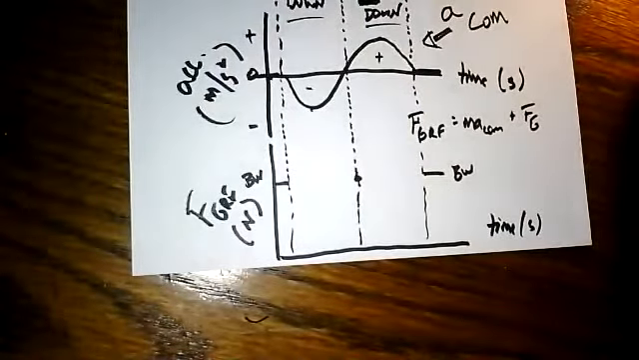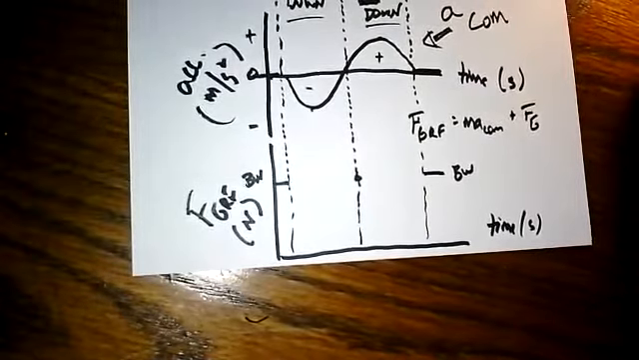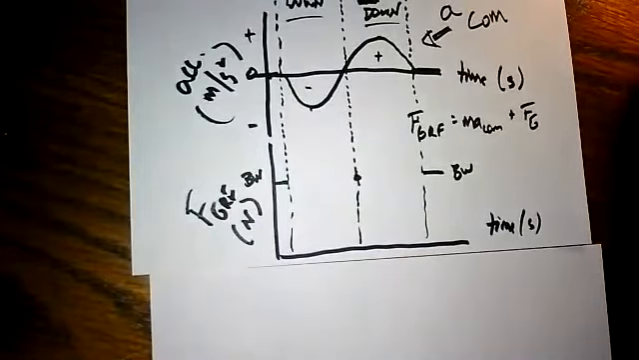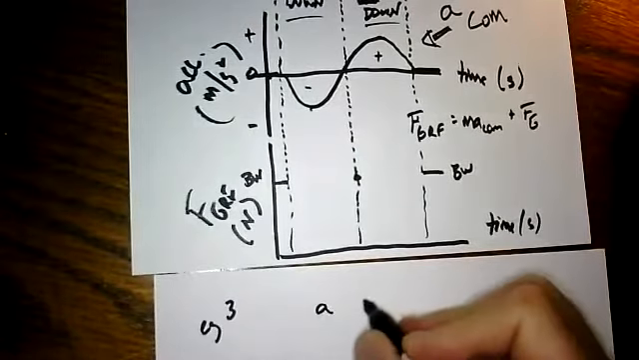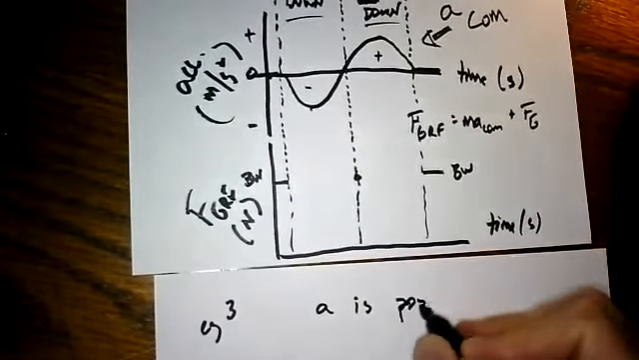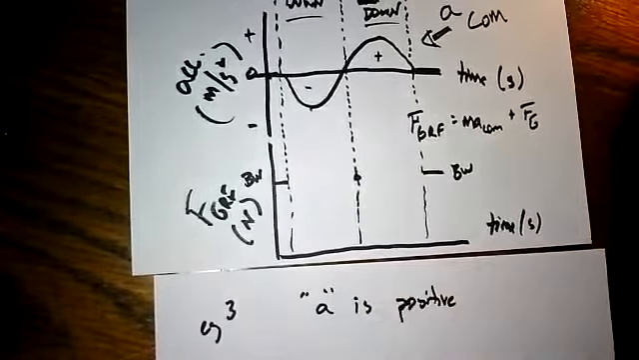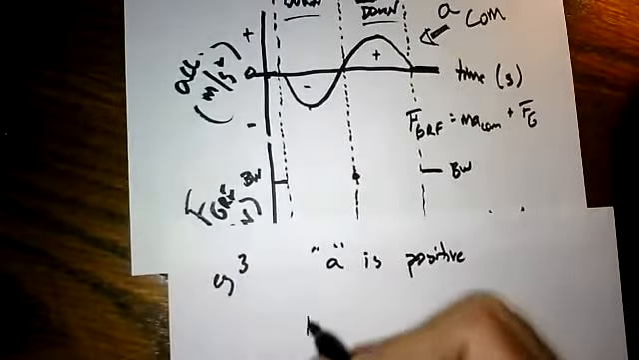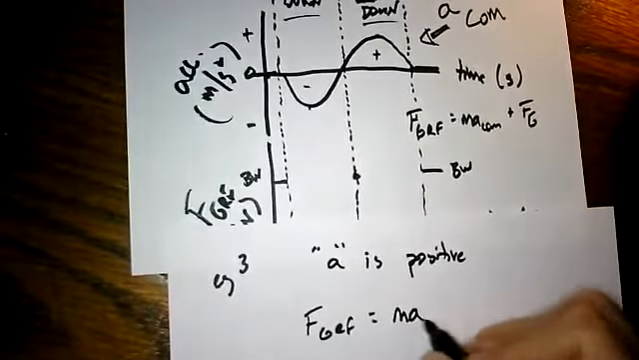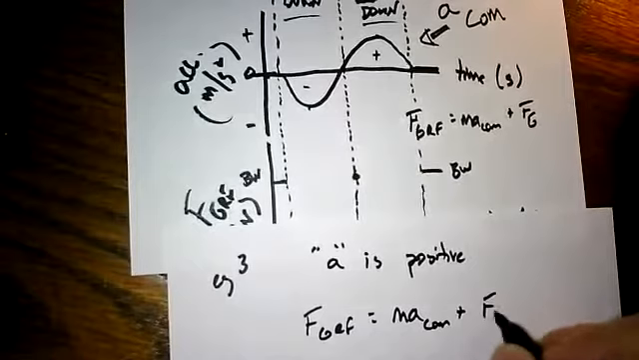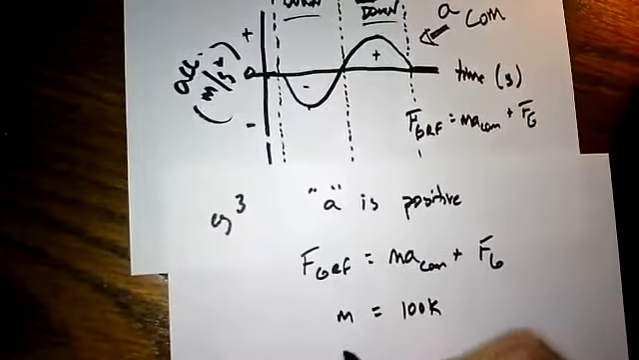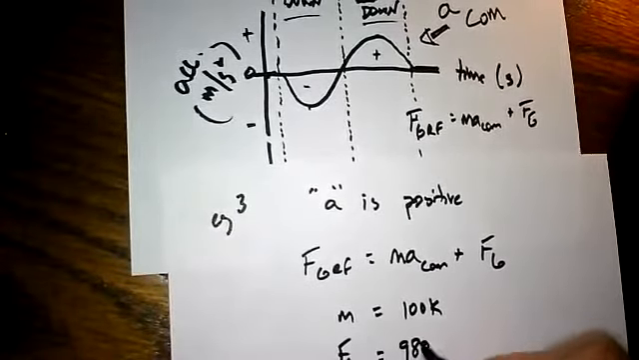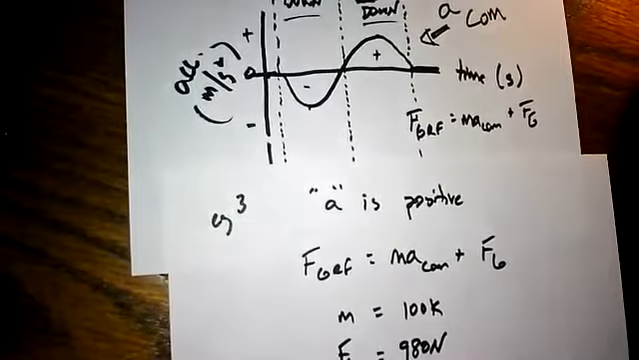Let's do that. Grab another piece of paper. Example number 3, A is positive. Okay, let's do this again. F_GRF equals m·a_COM plus F_G. In this case, mass is still 100 kilograms. F_G is still 980 newtons. And this time we'll do A is positive 0.5 meters per second squared.